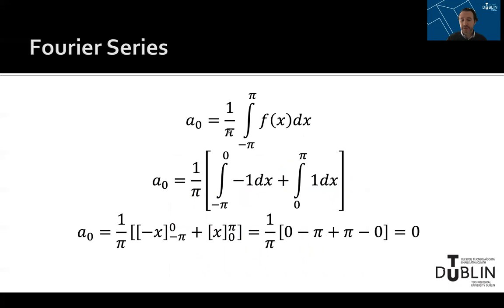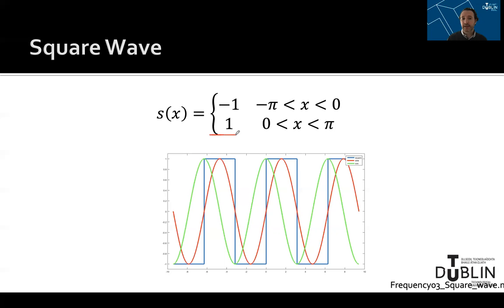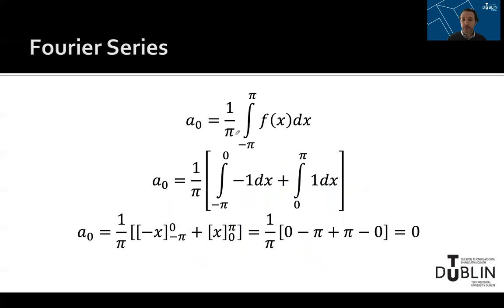So how do we integrate something in that form? Here we have something that's broken into two parts. So we break the integration into two parts: from minus pi to 0 it is minus 1, and from 0 to pi, it's plus 1. That's all times 1 over pi. And we integrate that. The integral of minus 1 is minus x. The integral of 1 is x. And so that all cancels to give us 0.